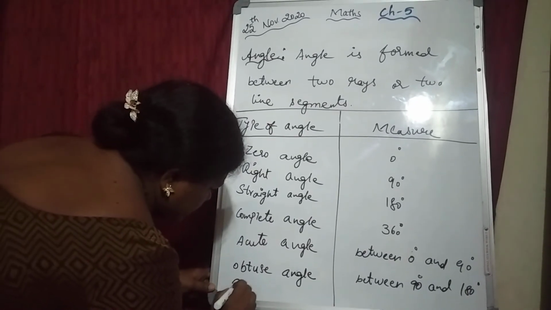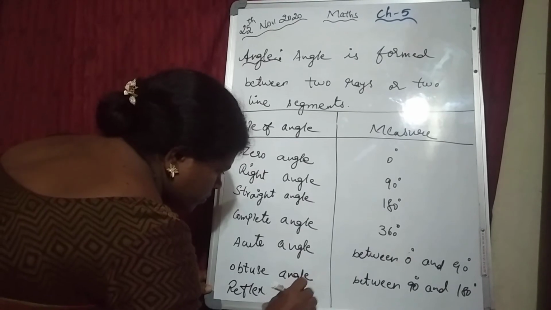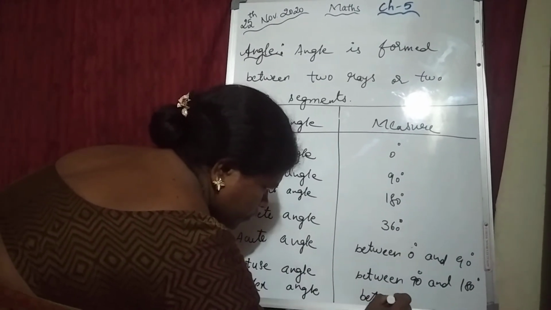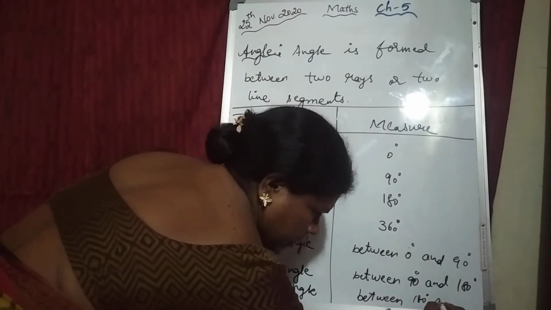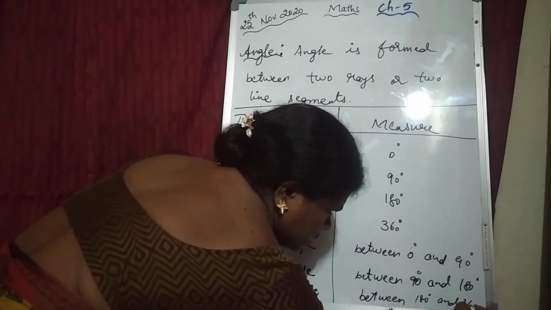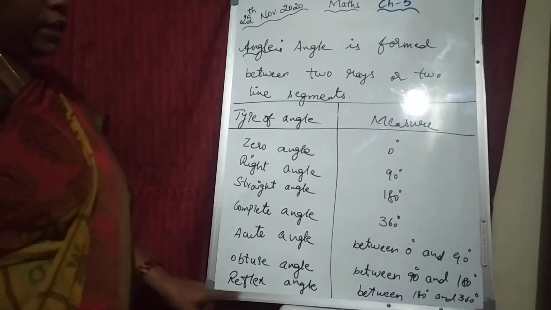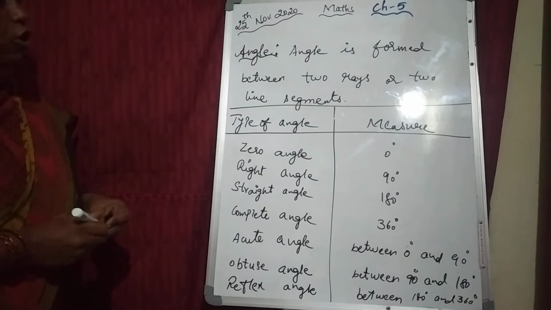Reflex angle means it is between 180 and 360 degrees. So reflex angle means it is between 180 degrees and 360 degrees. Clear, children? Copy down in the classwork.